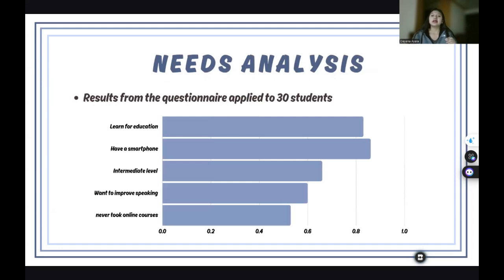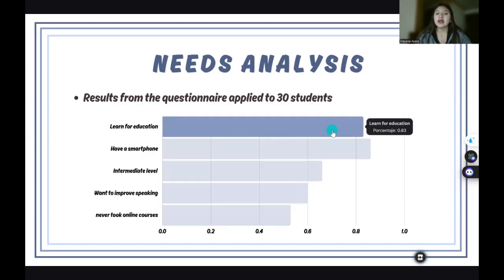Then we have the needs analysis. Before this curriculum design, I created a questionnaire and applied it to 30 students to know what their needs are. As teachers, we need to identify the students' needs and their purpose: why they are learning. For example, here I have this information: 83% of students want to learn for education.